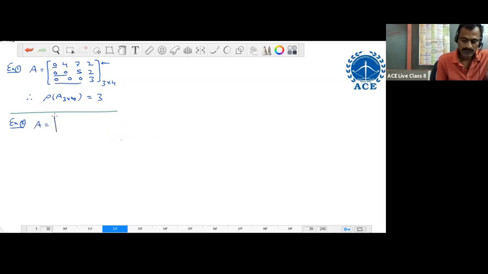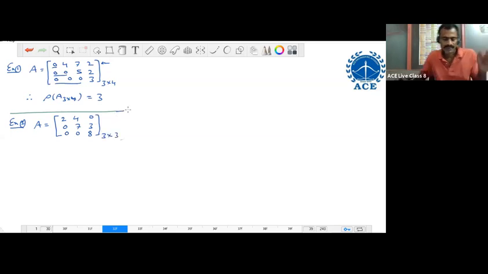A equal to 2, 4, 0, 0, 7, 3, 0, 0, 8. A 3 by 3 matrix. Again, we check whether the matrix is in echelon form or not.